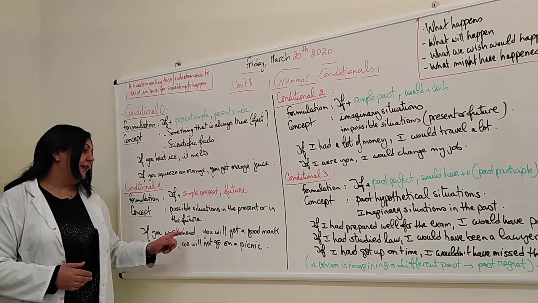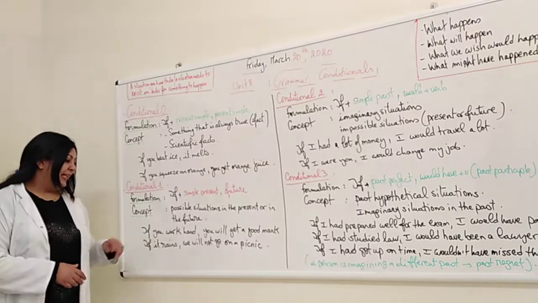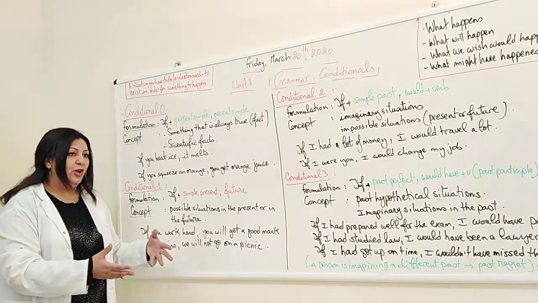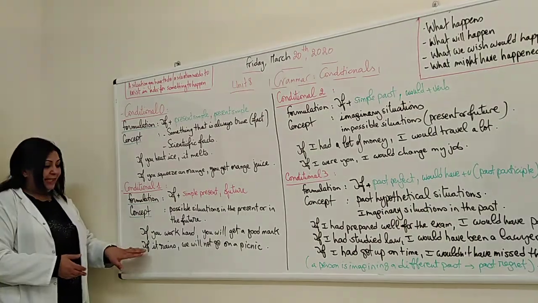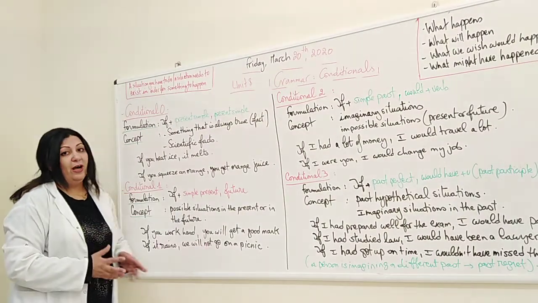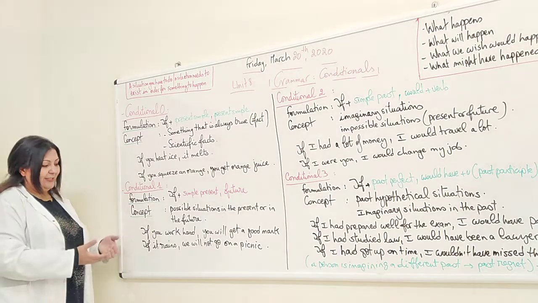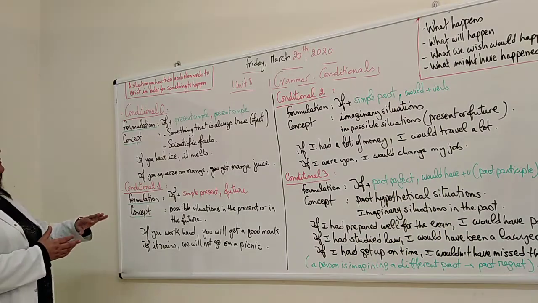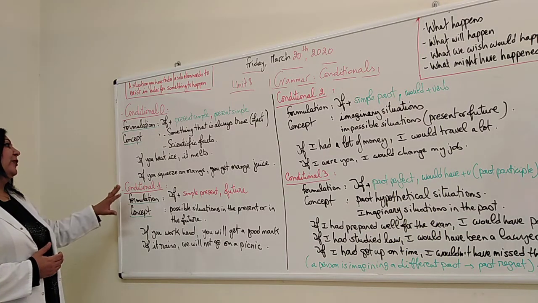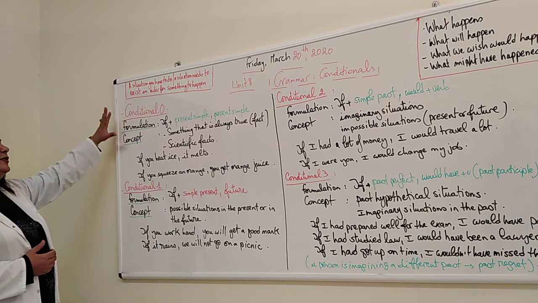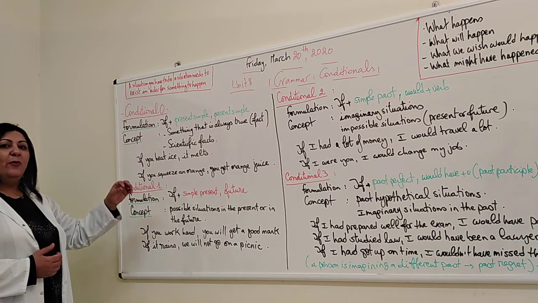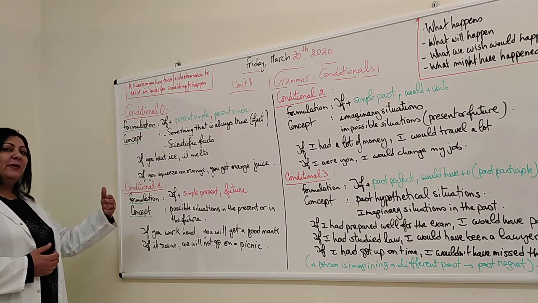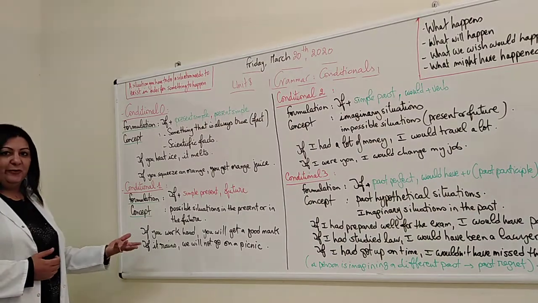Number 1. If you work hard, you will get a good mark. So maybe you will get it, maybe not, it depends. Number 2. If it rains, we will not go on a picnic. So we don't know if it's going to rain or not. So as you can see, conditional type 0 is used for things which are always true. But conditional type 1 is for possibilities in the present or in the future.